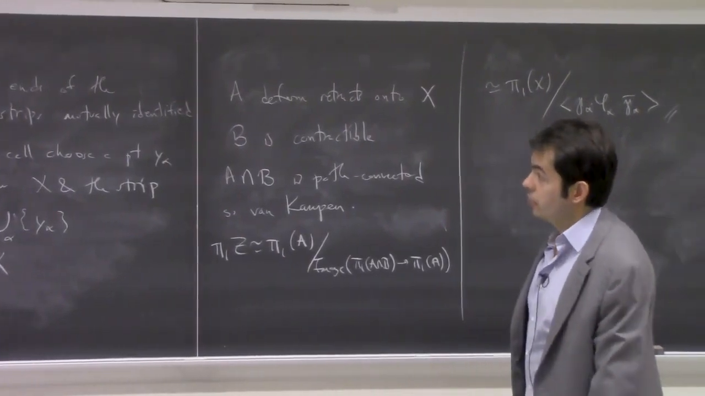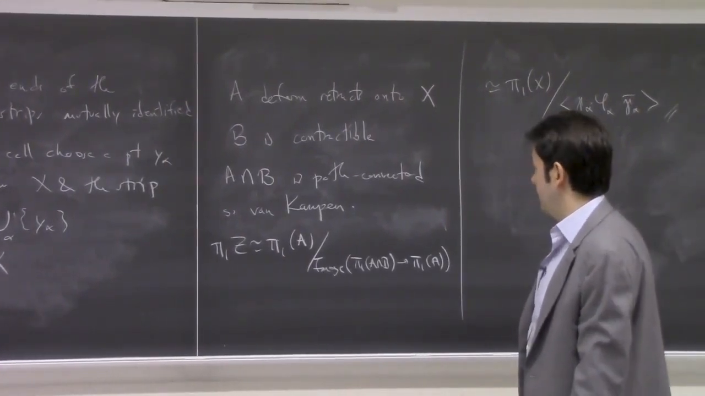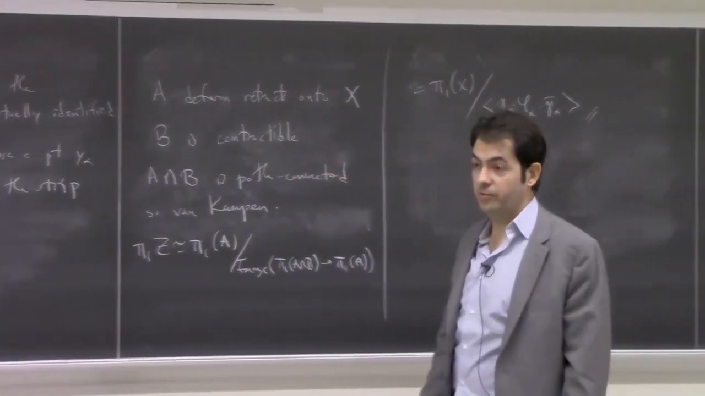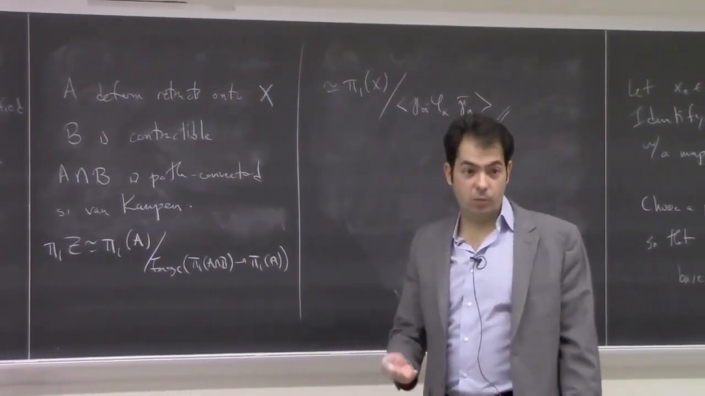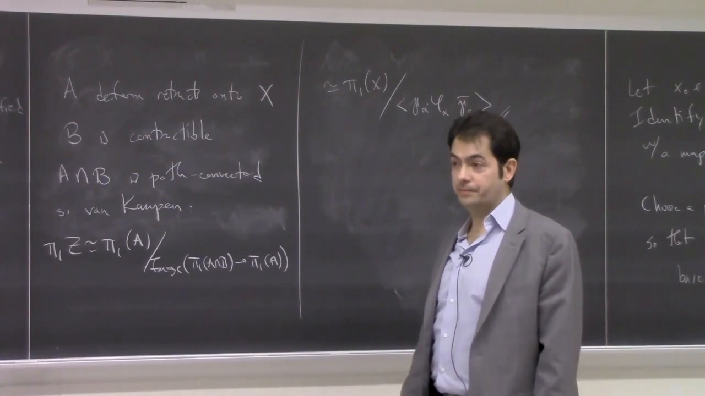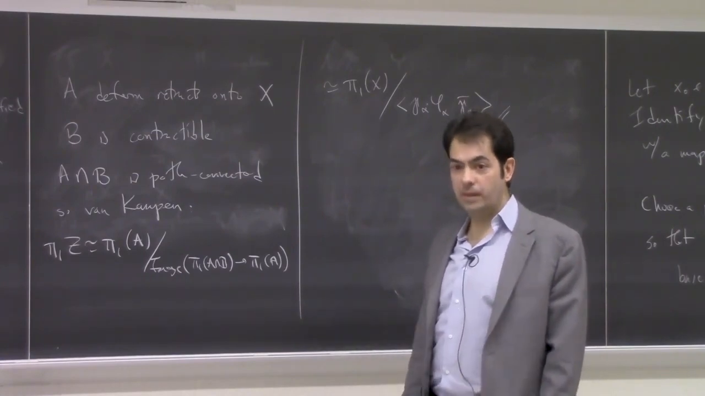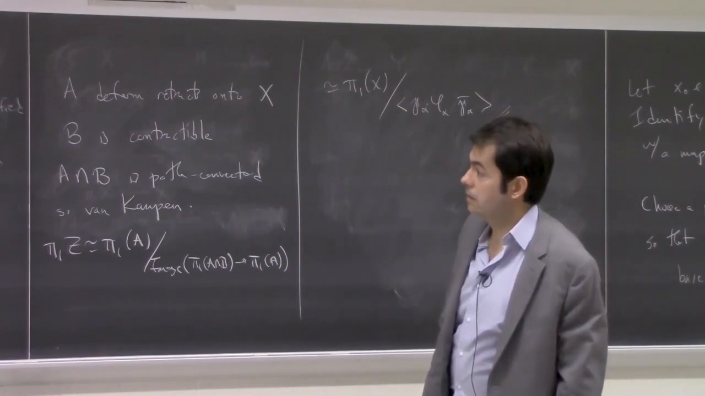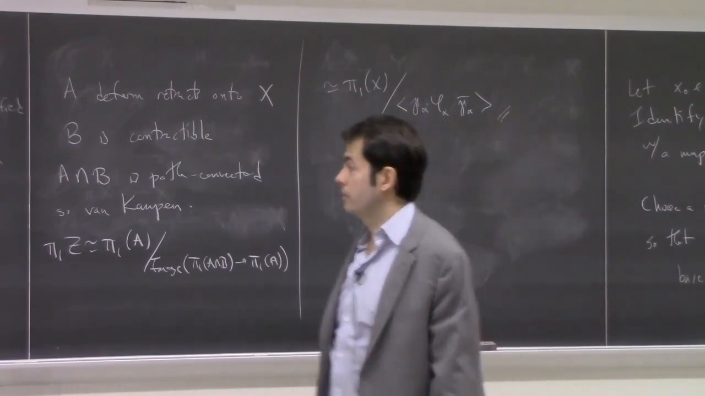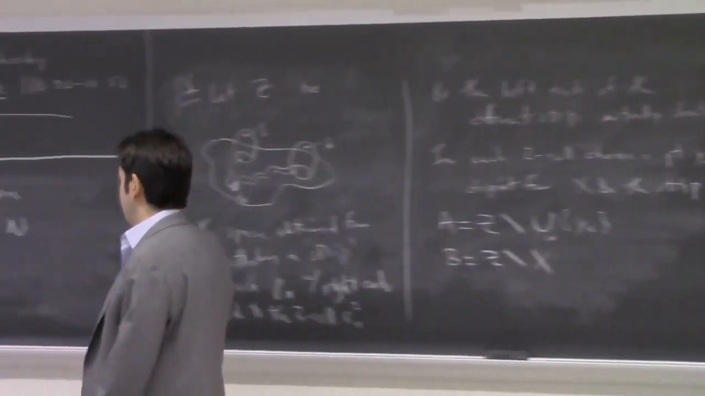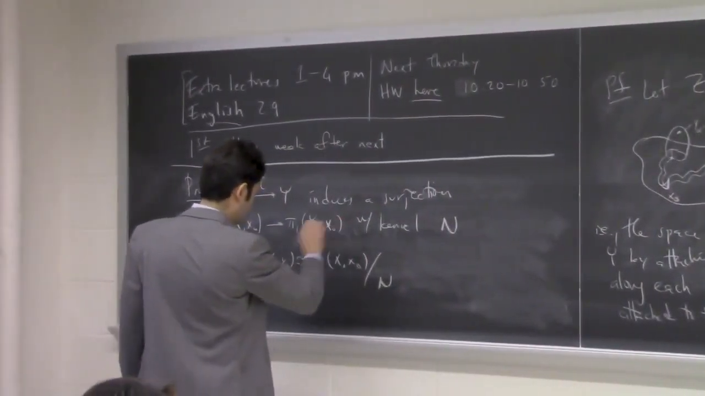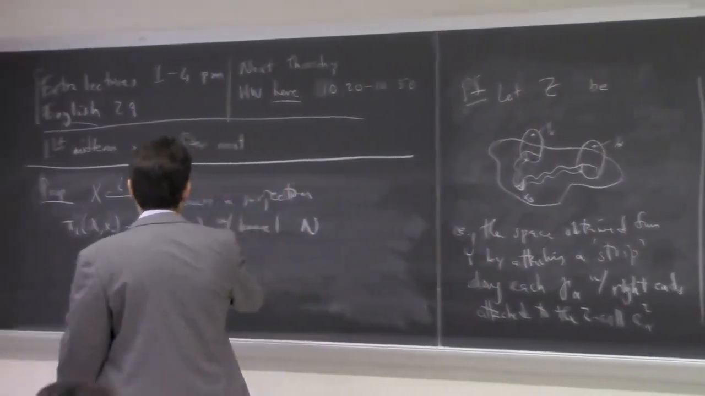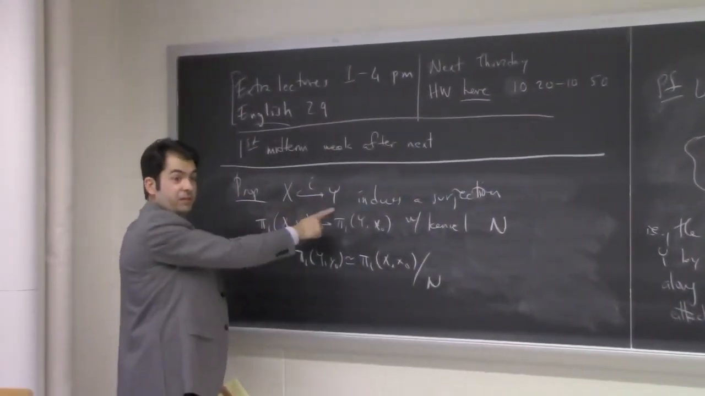Okay, so that is how Van Kampen lets you compute the fundamental group of cell complexes just by looking at the one skeleton and the two skeleton. Okay? What is the y-naught in the proposition? Oh, y-naught is x-naught, as it has to be, right? Because the inclusion just maps x-naught to x-naught.